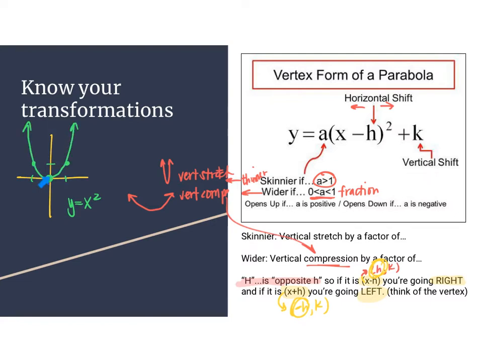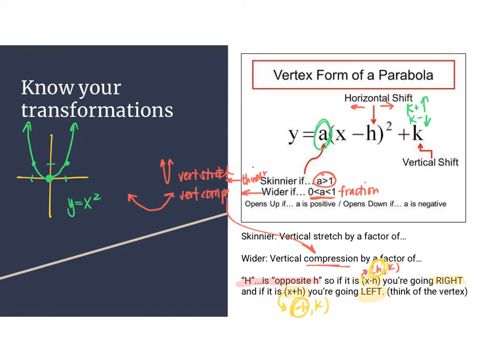So you're shifting left or right from this parent function, or up or down. K is your up and down. If k is positive, you go up. If k is negative, you go down.